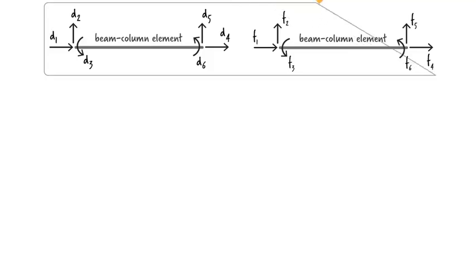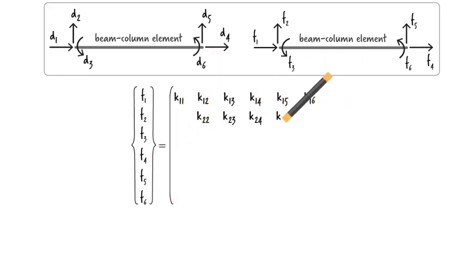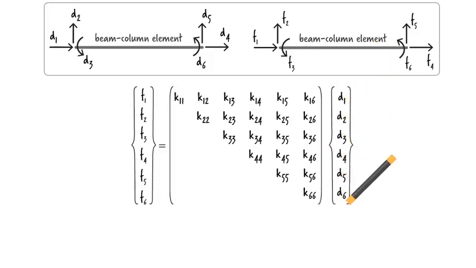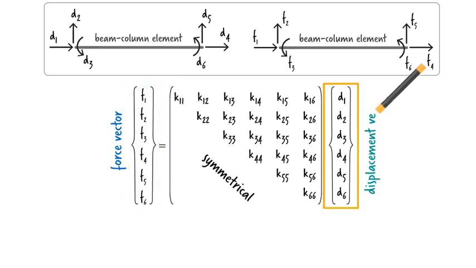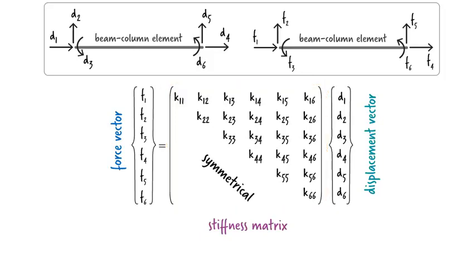From previous lectures, we know that the force and displacement vectors are related to each other via a member stiffness matrix. This is the member force vector. This is the displacement vector. And this is the stiffness matrix, all specified in a local coordinate system. We can define the elements of this matrix by superimposing the truss and the beam member stiffness matrices.